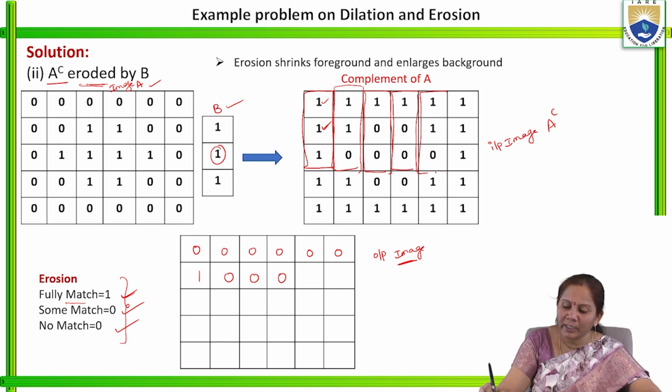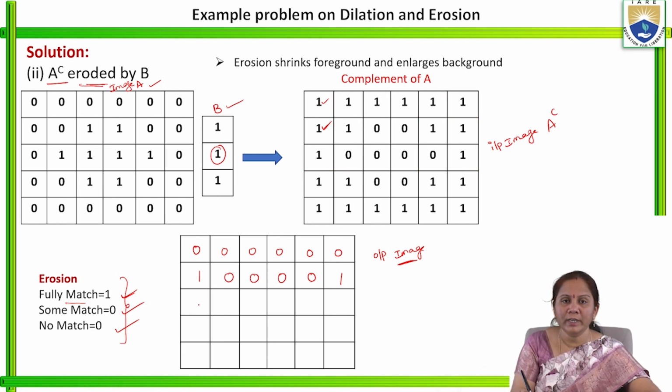Shift the structuring element: 1, 1, 0. It is not 1, 1, 1. So partial match, put it as 0. And here all are ones. So according to the erosion, it is fully matched, which means we have to place this value as 1.